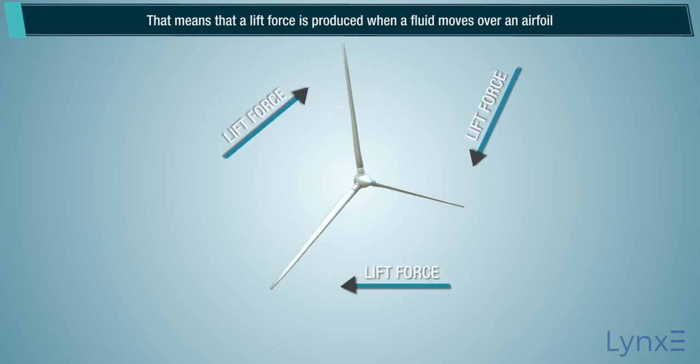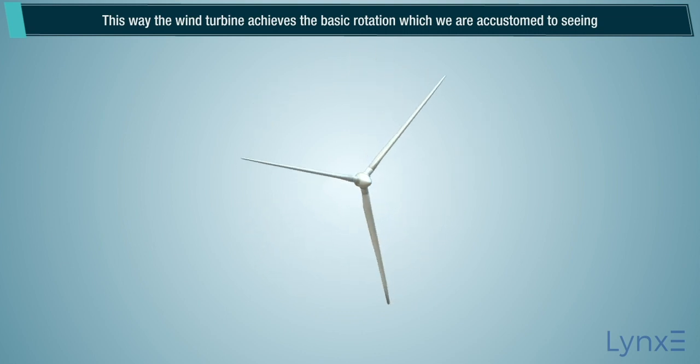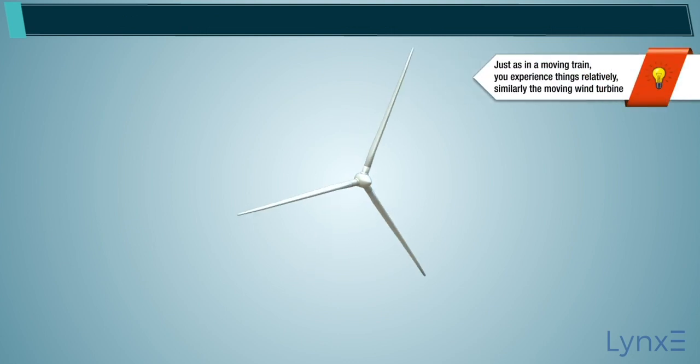That means that a lift force is produced when a fluid moves over an airfoil. This way the wind turbine achieves the basic rotation which we are accustomed to seeing. Note: just as in a moving train, you experience things relatively, similarly the moving wind turbine blade also experiences the wind relatively.